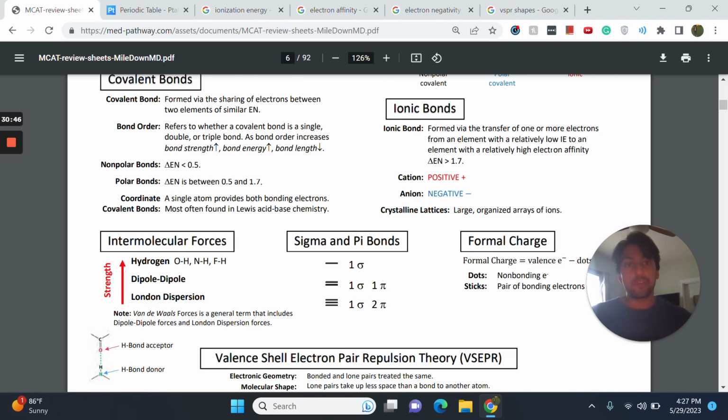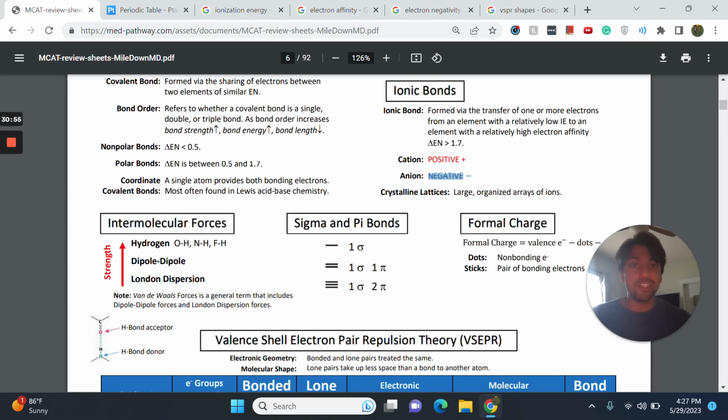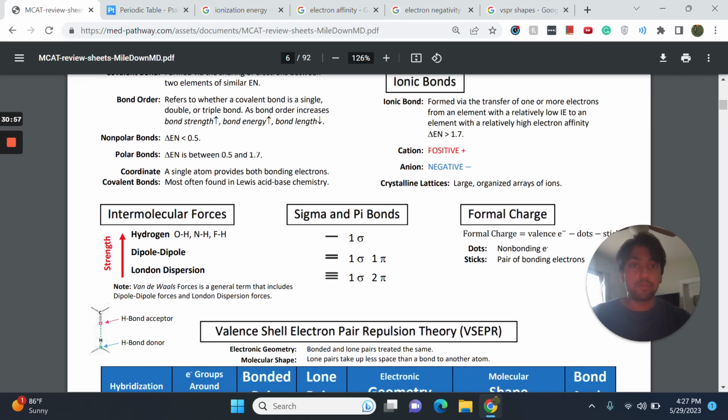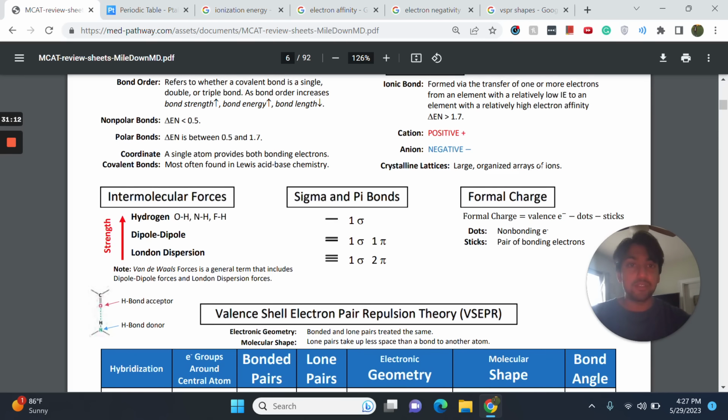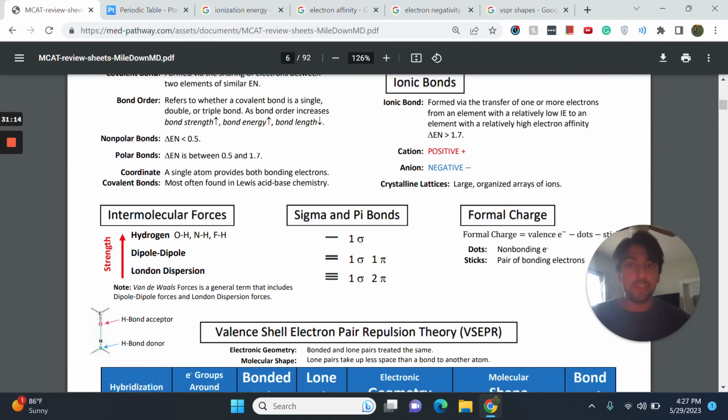Cations refer to positive ions and anions refer to negative ions. So positive ions are cations, and this is when electrons have been removed, and anions are when electrons have been added. It's important to note that cation doesn't mean protons have been added. Cations mean electrons have been removed. Crystalline lattices are when you have a large organized array of ions.